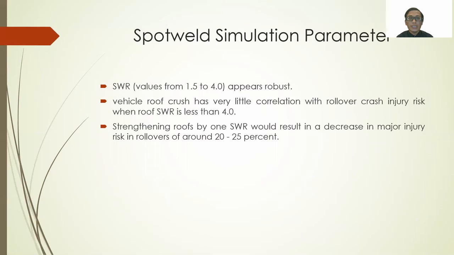Spot weld simulation parameter. SWR values from 1.5 to 4.0 appear robust. Vehicle roof crash has very little correlation with rollover crash injury risk when roof crash SWR is less than 4.0. Strengthening the roof by 1 SWR will result in a decrease in major injury risk in rollover of around 20 to 25%.